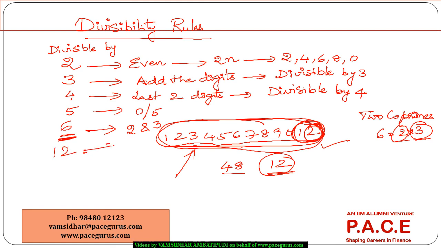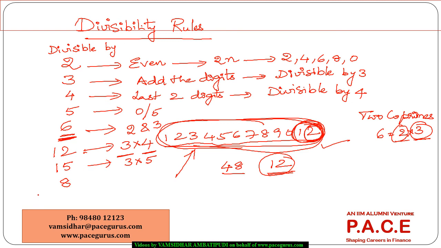Because 12 I can put as a rule of 3 and 4. If a number is divisible both by 3 as well as by 4, then I say it will be divisible by 12. Similarly for 15, if it is divisible both by 3 as well as by 5, I say it will be divisible by 15 as well. So wherever I can express the number as the product of two coprimes, I can very well form the divisibility rules accordingly. Then comes 8.